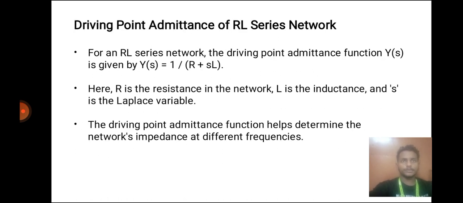Driving point admittance of RL series network. For an RL series network, the driving point admittance function Y(s) is given by Y(s) = 1/(R + sL). Here R is the resistance in the network, L is the inductance and s is the Laplace variable. The driving point admittance function helps determine the network's impedance at different frequencies.